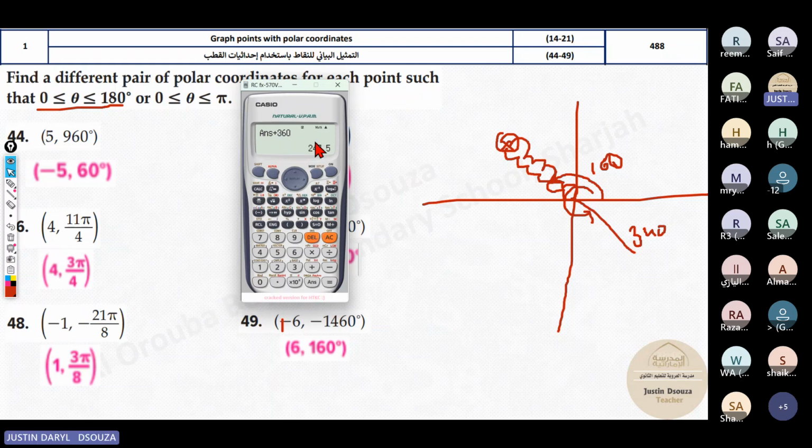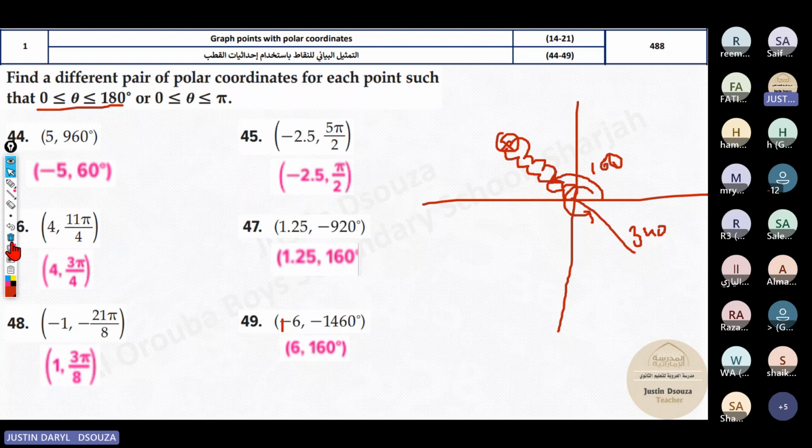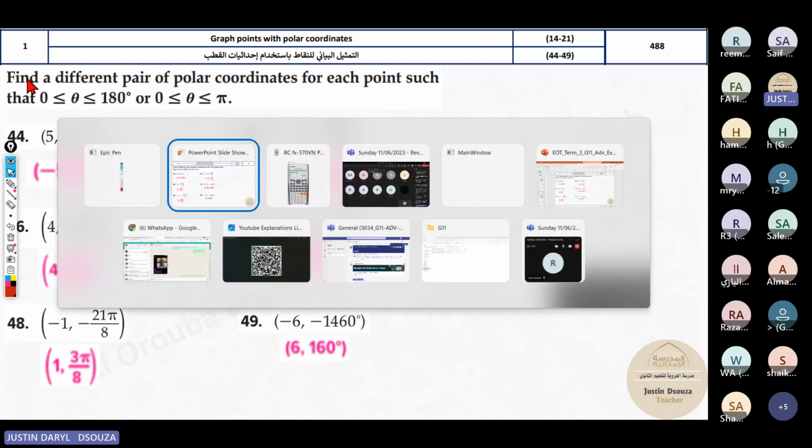And now since it's over 180 degrees, it's not in this range. You need to subtract 180 degrees. And don't forget, okay, this is fine. We got the angle, the radius changes. That's it. But graphing, just like what I just did, the same concept is followed. Okay, so that was about one.